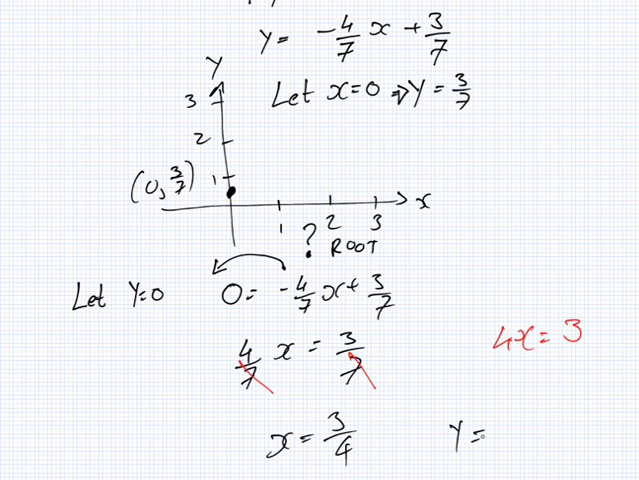And y we said was 0. So here is the root. The root is 3 over 4 and 0. So this is what the line looks like. It goes through these 2 points.